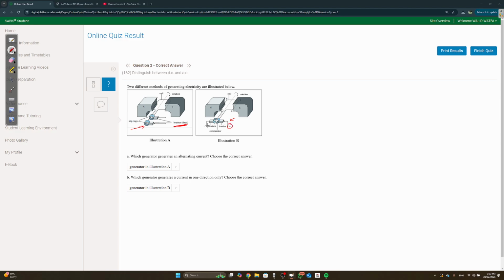So the positive is here, the negative is going to be here. If you're looking at alternating current, there's no positive or negative side. So when you have two rings like this, it's AC, and when you have one ring and one split ring, it's called the split ring commutator, and that's DC, direct current.